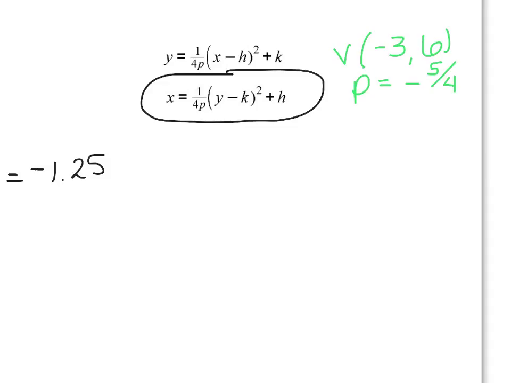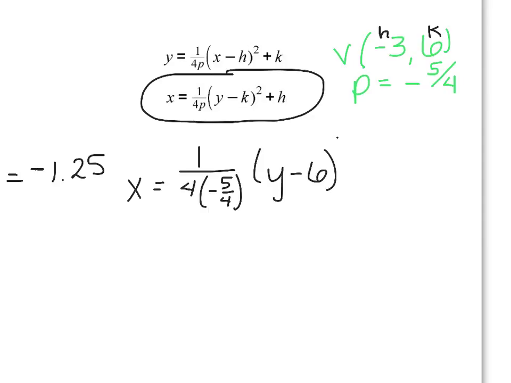So let's go ahead and substitute in. We get x equals 1 over 4 times negative 5 over 4, parenthesis, y minus k. Now keep in mind, this is h, that is k. So this is going to be minus 6 quantity squared plus h. So I'm adding a negative 3. Let's go ahead and simplify.